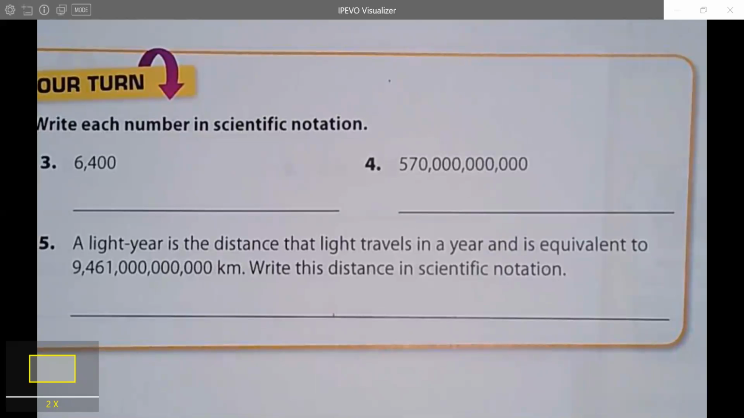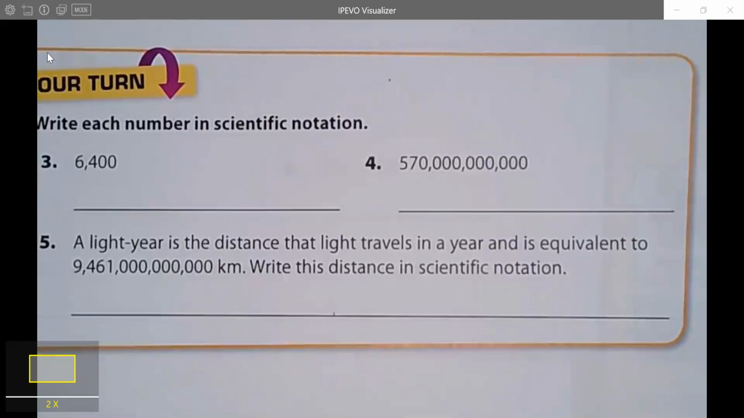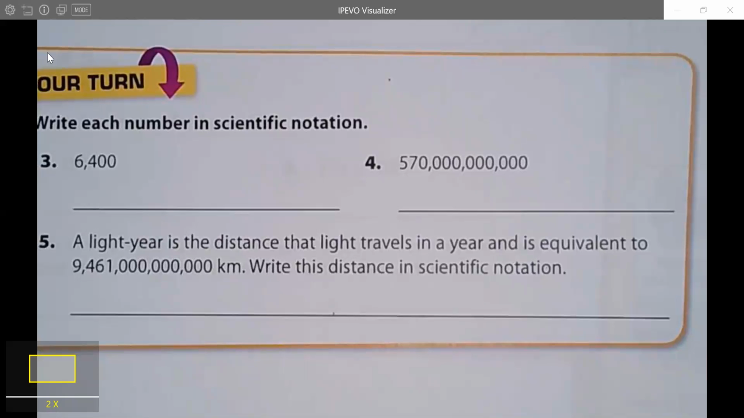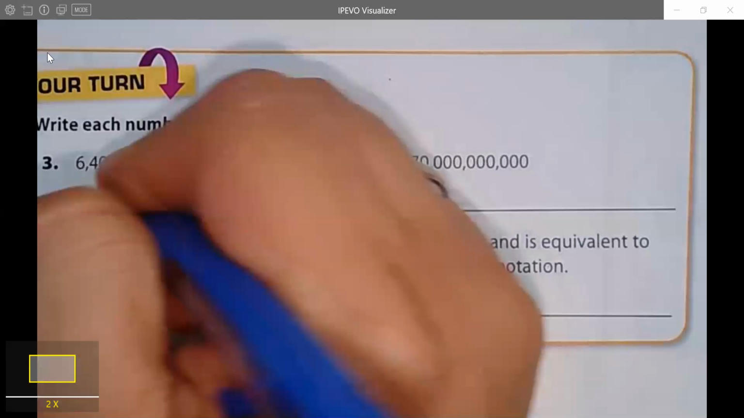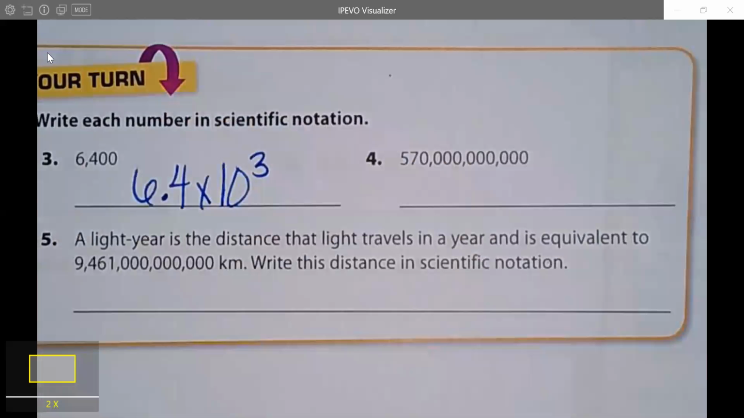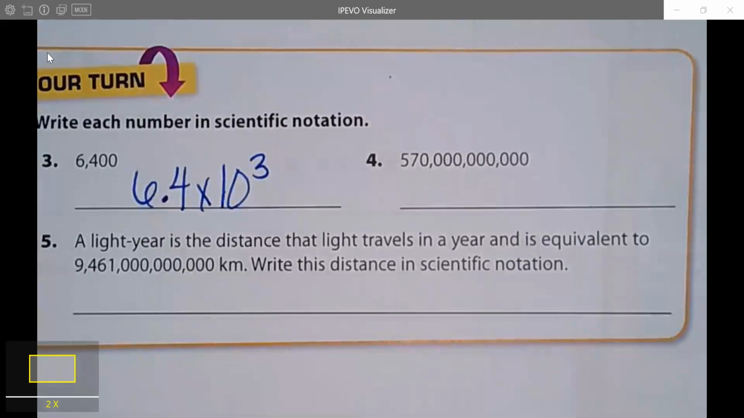All right, let's go over question number 3. Do I have a volunteer that wants to see if they got it correct for number 3? Herman? Number 3 is 6.4 times 10 to the 3. Yes. 6.4 times 10 cubed, you could say cubed, or 10 to the third power. Yes, I'll accept that. Awesome.